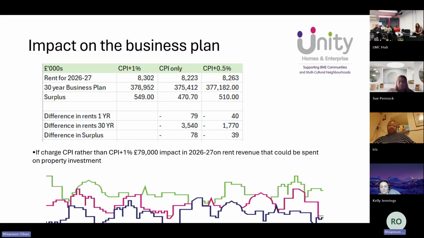If you then look at that over the 30 years, because you can't go back and recover it, if we didn't take the full CPI +1, it's a 3.5 million impact over our business plan. The reason that becomes important is because we're budgeting on a 30-year programme around having to replace boilers, kitchens, bathrooms, etc. So everything we're doing isn't just about thinking about this year.